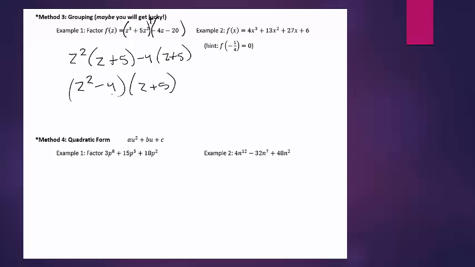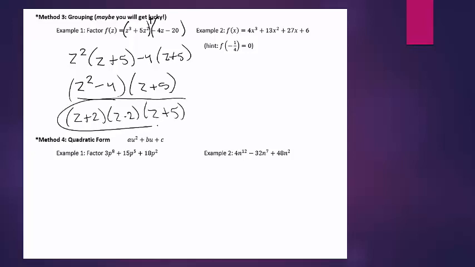And again, on the lookout for squares and cubes, I see 4 is a square and z squared is a square. This is a difference of squares. So I can change this to z plus 2 and z minus 2. And so that's my answer.